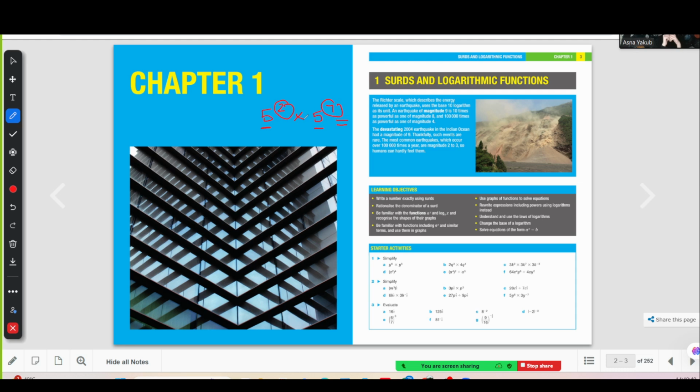So, when they are in multiplication, then we apply it. We add the power, 2 plus 7, which will give you 9. So the answer is going to be 5 to the power 9, right?